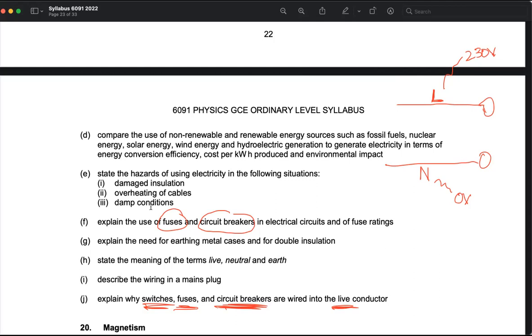Okay, because if the condition is damp, it can be dangerous. You may ask me, why is it dangerous since water is not a metal? Yes, pure water is a non-metal. Pure water will not conduct electricity. However, water is a very good solvent.